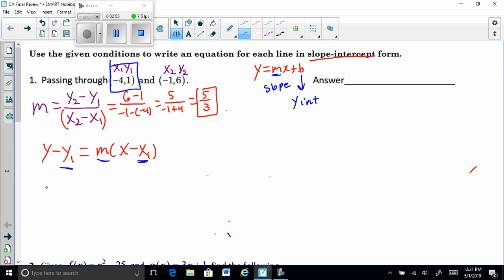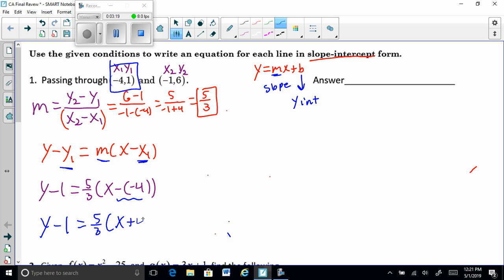Okay, so here we go. So we're going to have y minus 1 equals 5/3 times x minus -4. So I do have double negatives right here, and so we'll go ahead and fix that. So y minus 1 equals 5/3 times x plus 4. And if you need to, you can look back in the notes when we covered this. I've got a detailed explanation of what I'm doing right now.